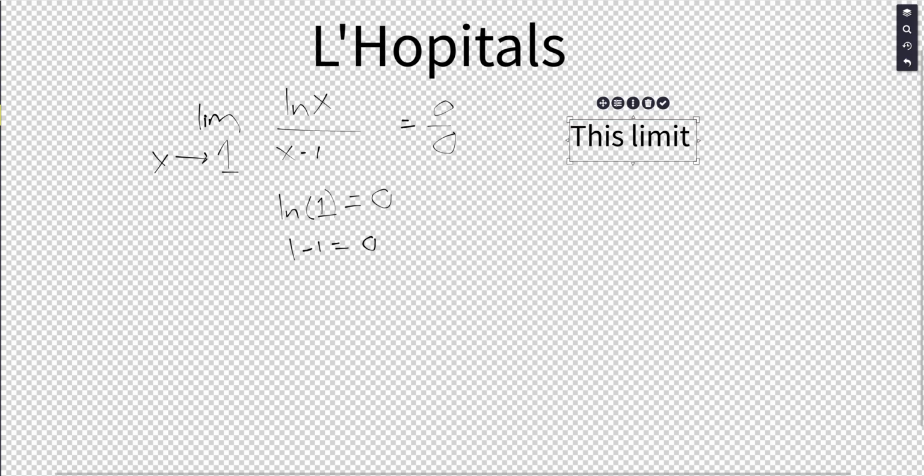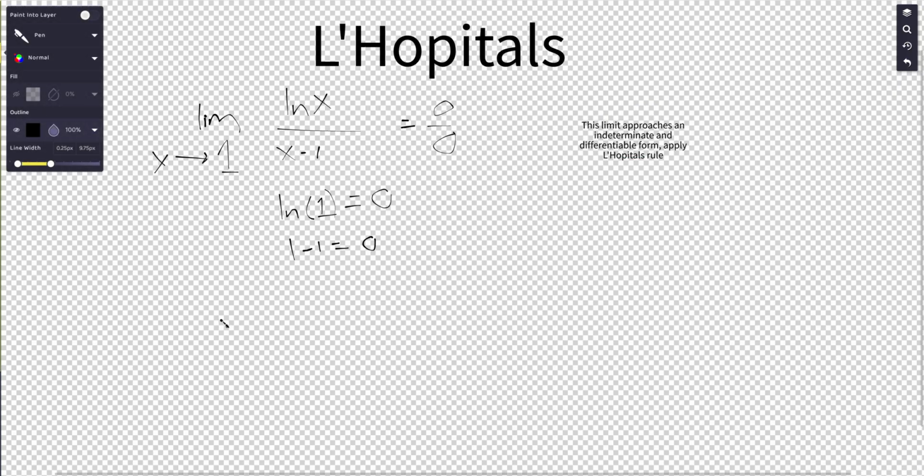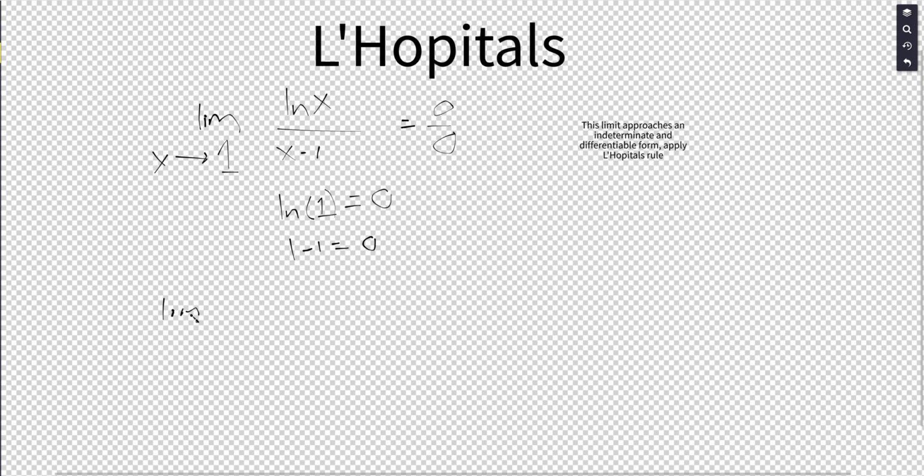This limit approaches an indeterminate and differentiable form. Apply L'Hopital's rule. Okay. Now we'd apply L'Hopital's rule. So this will become limit. Oh, let me fix that. Limit as x approaches 1, and the derivative of ln of x is equal to 1 over x. So in order to do these problems, you guys should have your derivatives memorized, over 1. And that gives us the answer of 1 over 1, which is once again just 1.